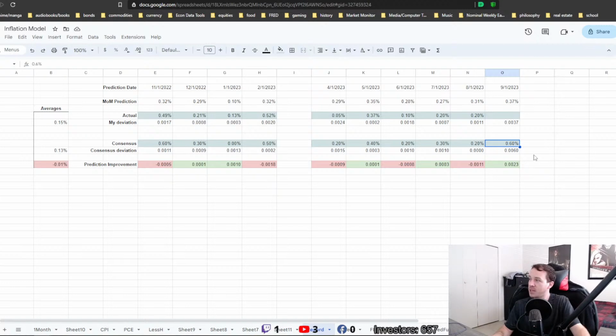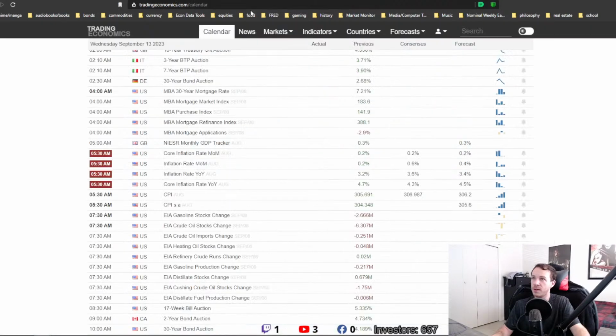So yeah, we'll see where it actually lines up. Like I said, maybe it'll be somewhere in between me and the economists. The halfway point between our estimates would be about 0.5. So we'll see where that goes. But inflation is looking kind of hot.